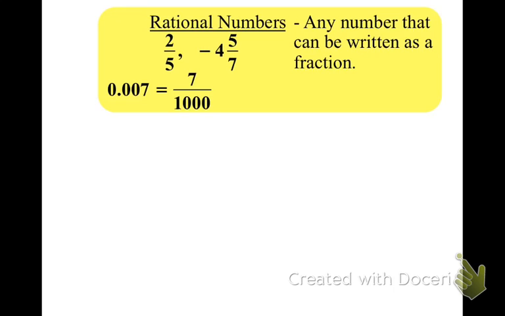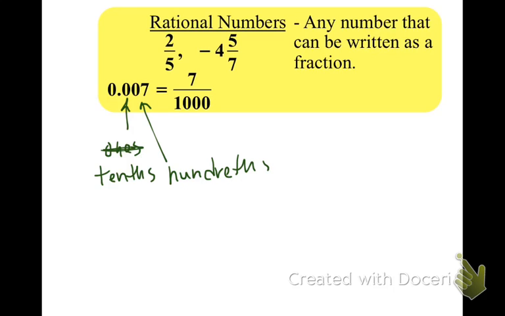And how do I know it's 7/1000? Because I have the ones place. Not ones, haha. Tenths, hundredths, and then what's that very last place? Thousandths. That's why I know to put 1,000 there. So I write that as a fraction.